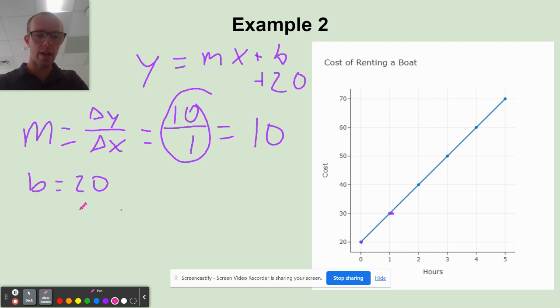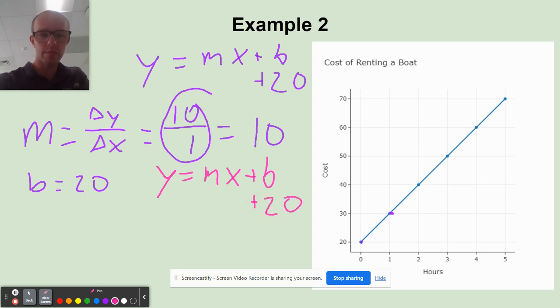So now I have m and I have b. Those are the only two parts you need for a linear function, the rate of change and the y-intercept. I can rewrite this as y equals mx plus b. Where there's a b, I'm filling in a 20. Where there's an m, I'm filling in a 10. So I get y equals 10x plus 20.